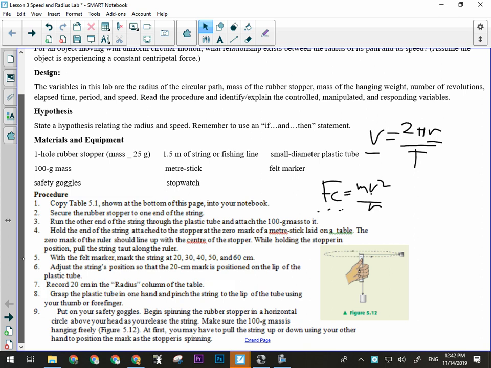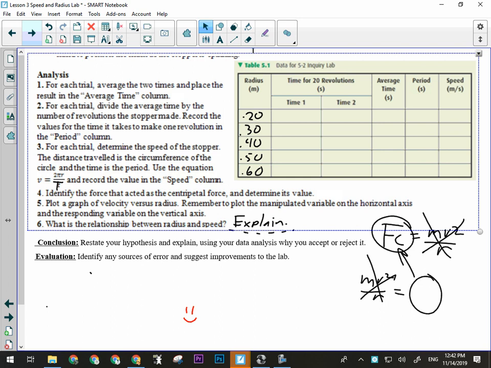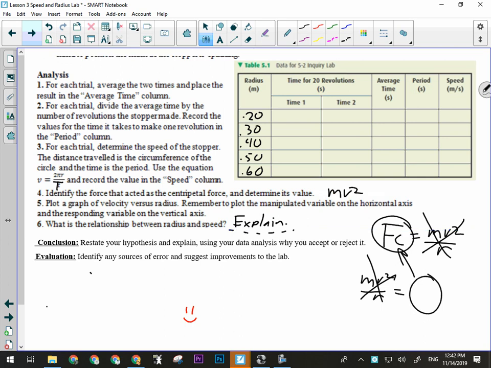All right. Then for your analysis, the analysis is pretty straightforward. A lot of the questions are just filling in the chart. It starts getting more of the higher level stuff when you get to question 4. Identify the force that acts as a centripetal force and determine its value. Just as a tip, you will not be using mv squared over r to do that. That is not the formula that you will use to answer question number 4.